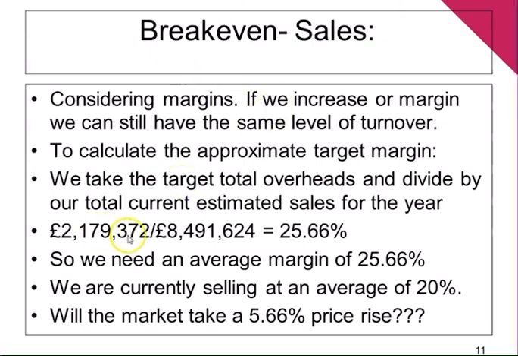Okay, we know what the overheads are going to be. We have 2 million. We know what the projected sales will be if everything stays the same and also if it is doubled. Okay, alright. So to cover the overheads with those potential total sales, our margin is going to be running at 25.66 as opposed to 20%. So therefore, what can we do?